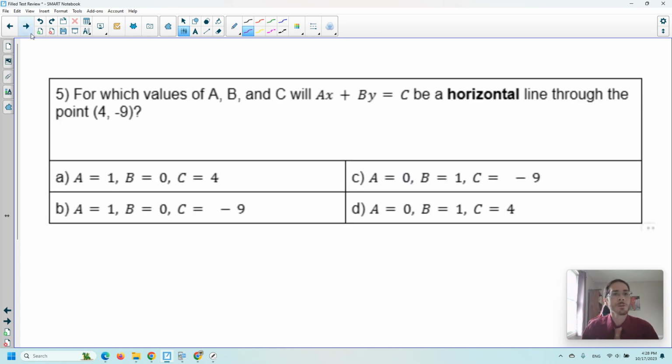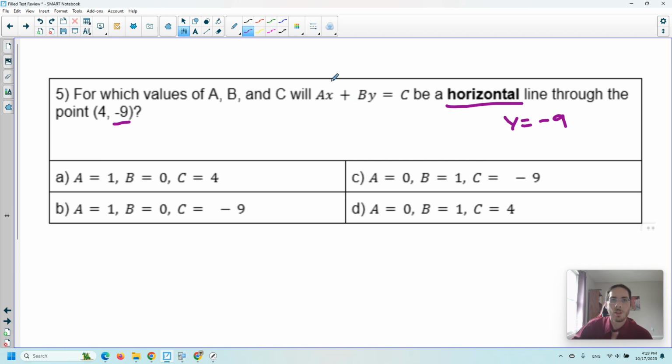For number 5, which values of a, b, and c will ax plus by plus c equals 0 be a horizontal line through the point (4, -9)? So in this case, we want a horizontal line. So a horizontal line is going to instead be y equals a number. Well, we don't need a number because we actually know what the number is going to be. We need that number to be -9. So we need to somehow make this y equals -9.